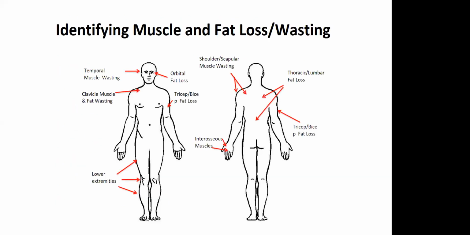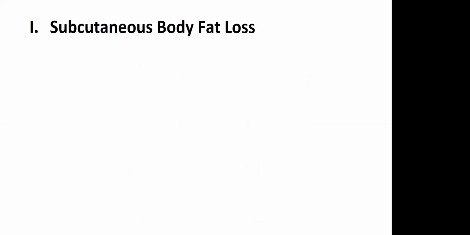And in terms of identifying muscle and fat loss, as that diagram is indicating, for muscle wasting you want to focus on the temporal region, and for fat pads the orbital region, and the clavicle region for both fat and muscle wasting. As we move on, we want to go one by one. Discussing subcutaneous body fat loss, you'd want to assess fat loss in three key areas, of which the first one is usually the orbital fat pads.